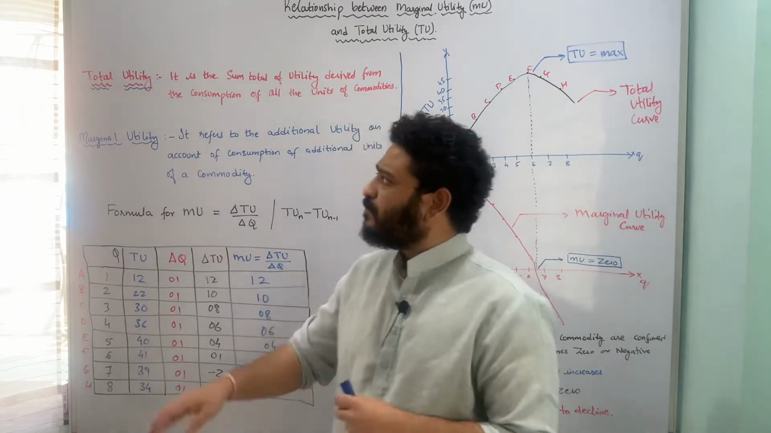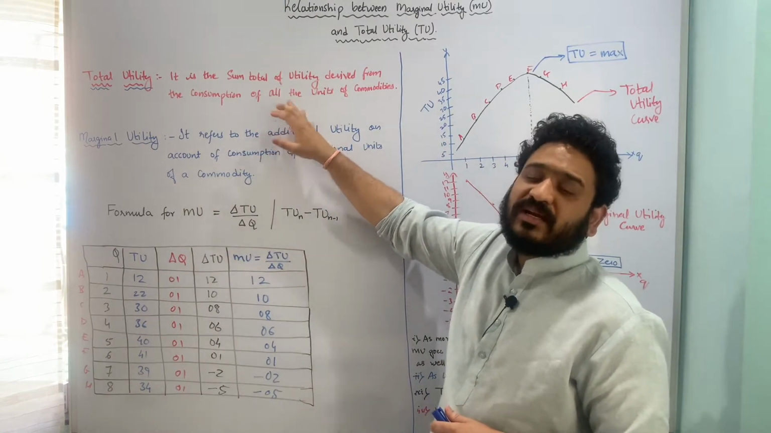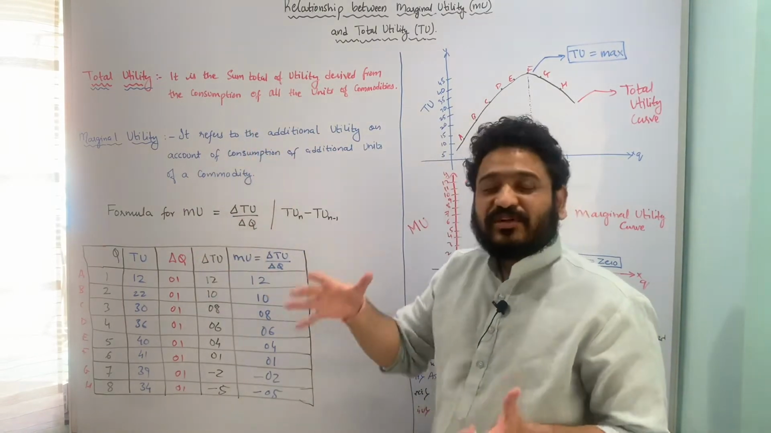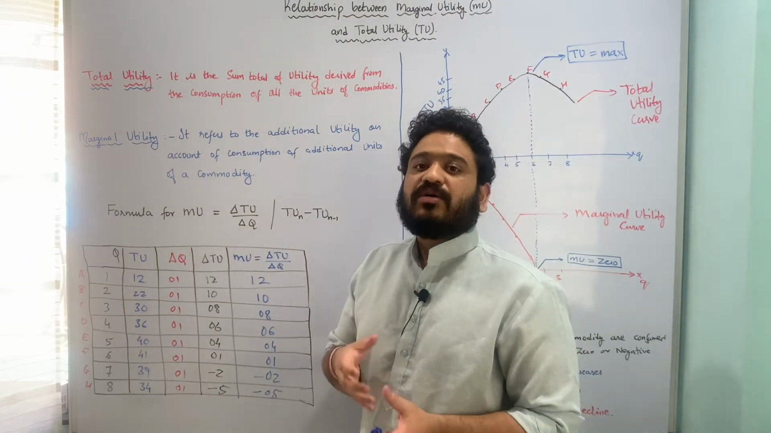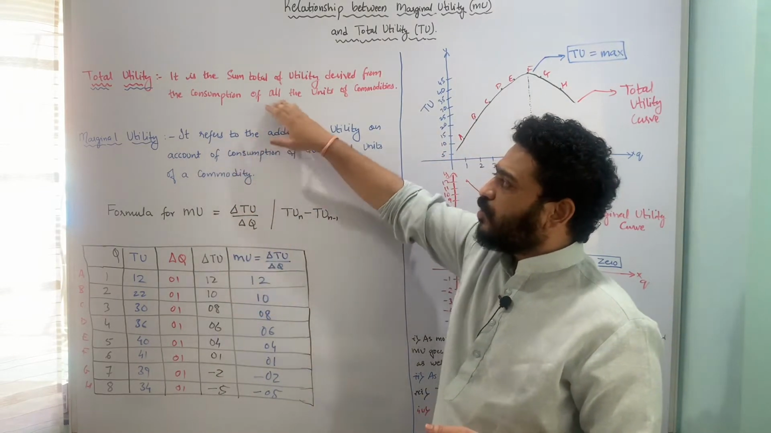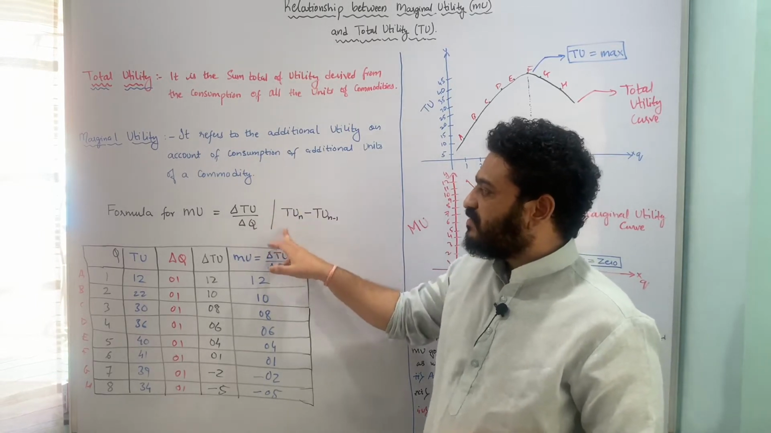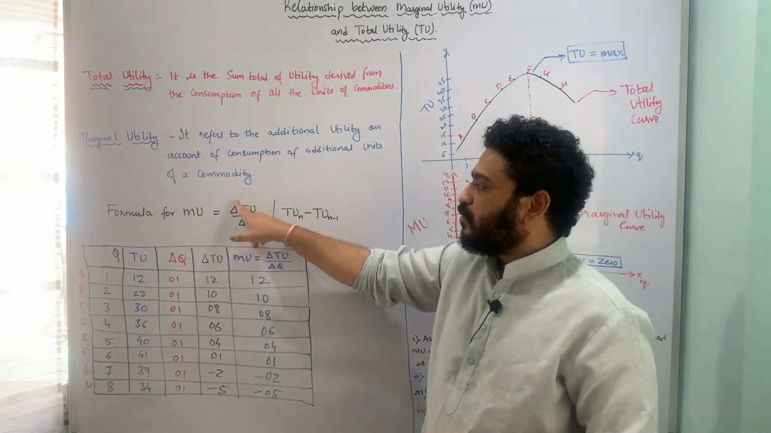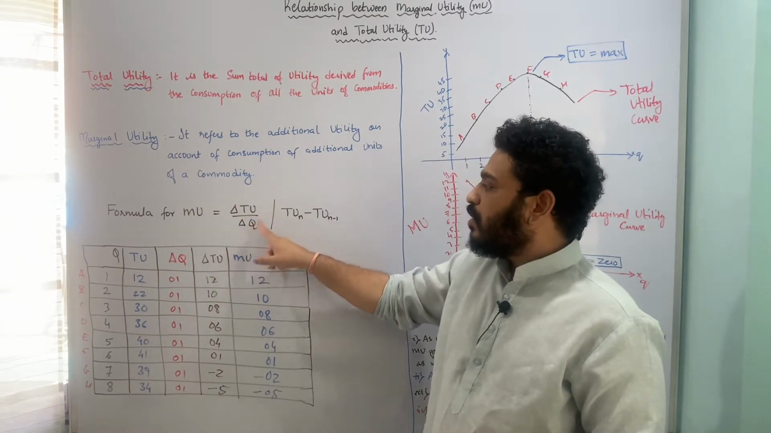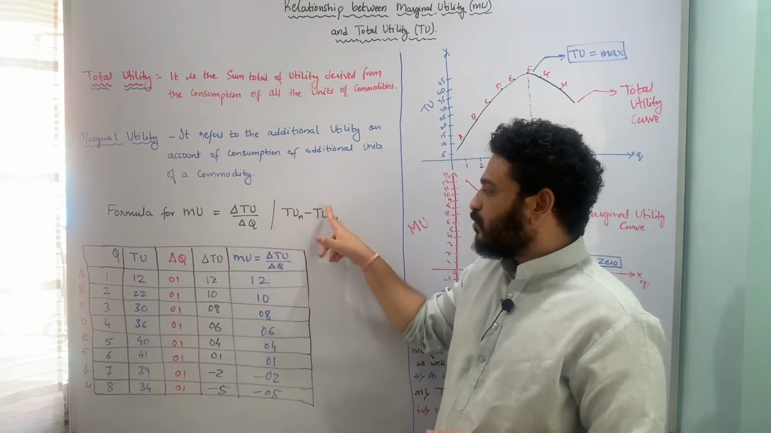So let's get started. First of all, total utility, as usual, the definition is it is the sum total of utility derived from the consumption of all the units of a commodity, and marginal utility refers to the additional utility on account of consumption of additional unit of a product. So these are the definitions of total utility and marginal utility. The mathematical expression for marginal utility is given by marginal utility is equal to the ratio of change in total utility to change in quantity, or it can alternatively be deduced as total utility n minus total utility n minus 1.